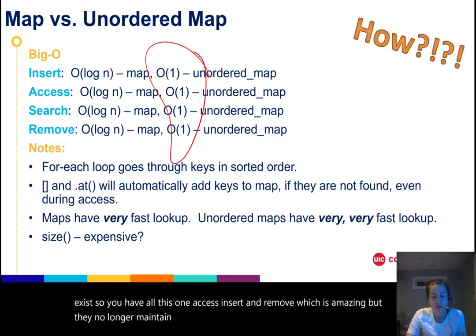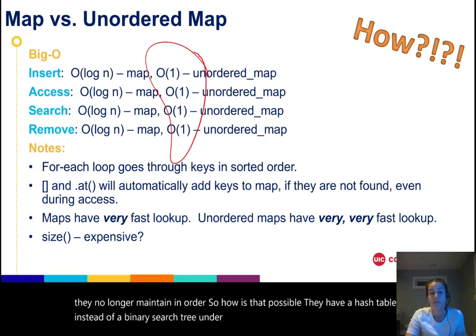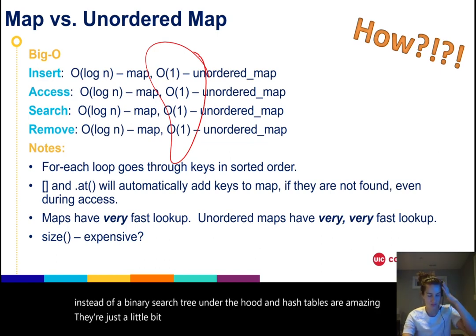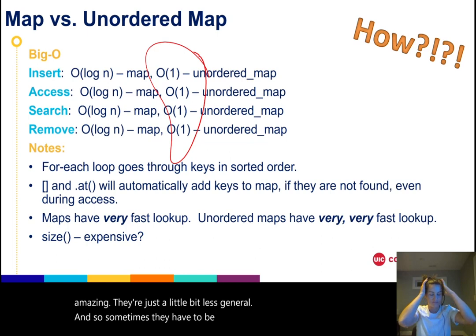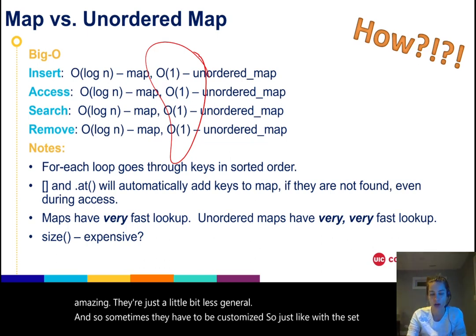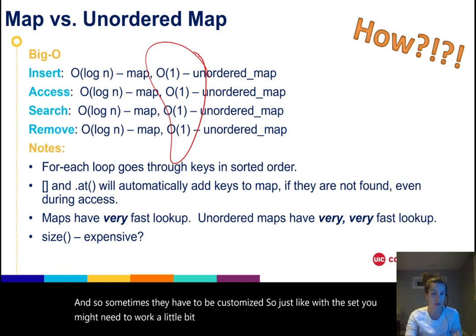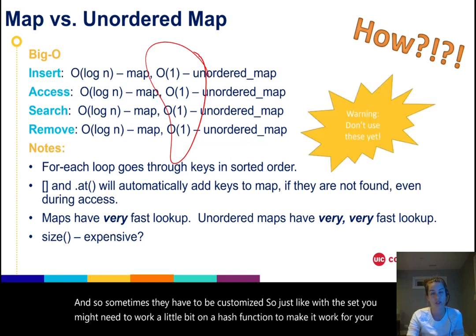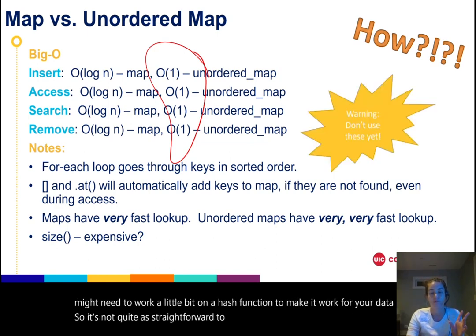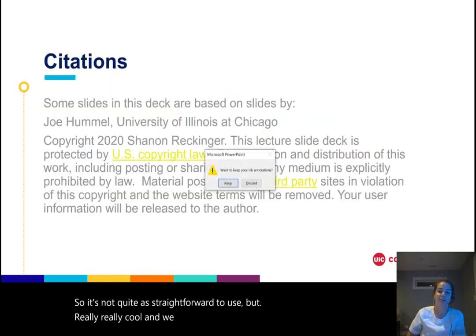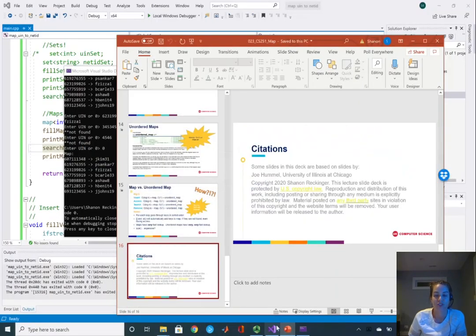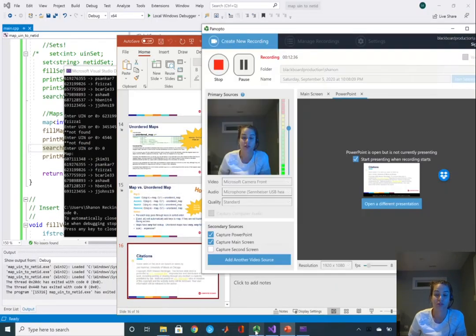So how is that possible? They have a hash table instead of a binary search tree under the hood. And hash tables are amazing. They're just a little bit less general, and so sometimes they have to be customized. So just like with the set, you might need to work a little bit on a hash function to make it work for your data. So it's not quite as straightforward to use, but really, really cool, and we will be talking about it in a later lesson, all about hash tables and hash functions. They're really, really fun to work with.